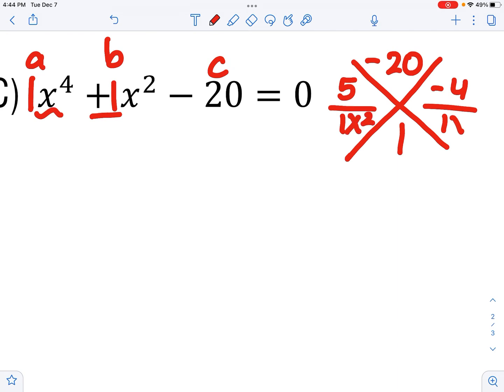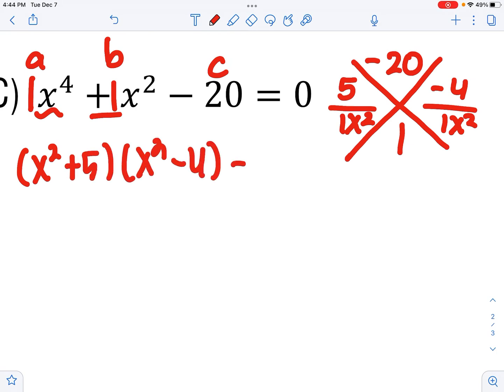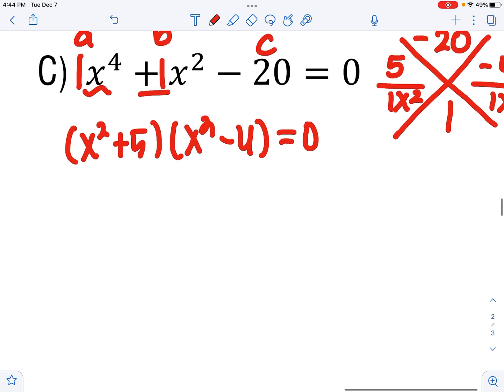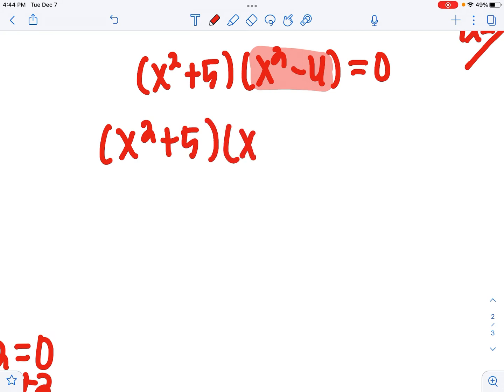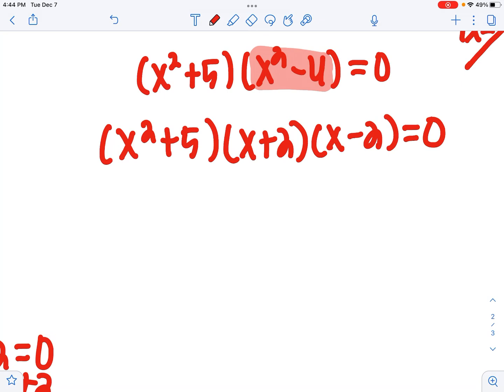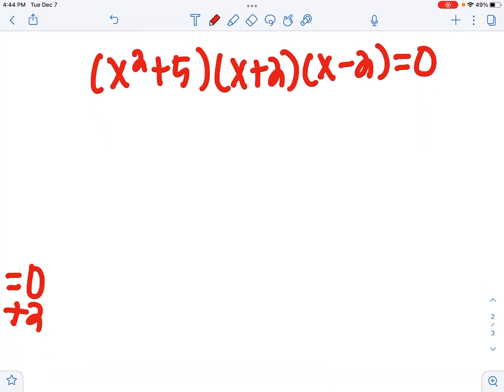And since this is an x to the fourth, this is the x squared and an x squared. So I have x squared plus 5 times x squared minus 4 is equal to 0. X squared plus 5 is not factorable because it's not a difference of squares, but x squared minus 4 is. So I have x squared plus 5 times x plus 2 times x minus 2 equals 0. And now I can solve each one of these equations.